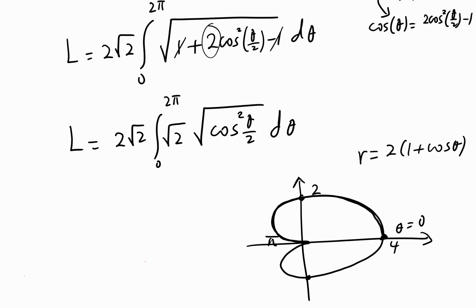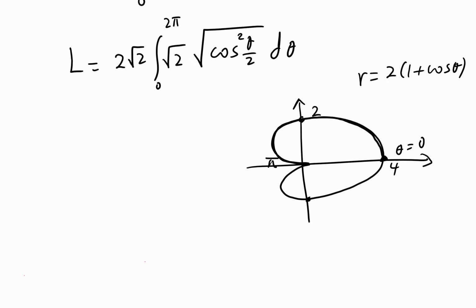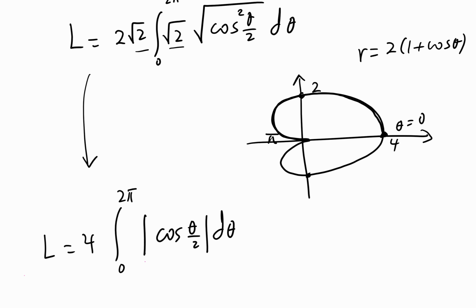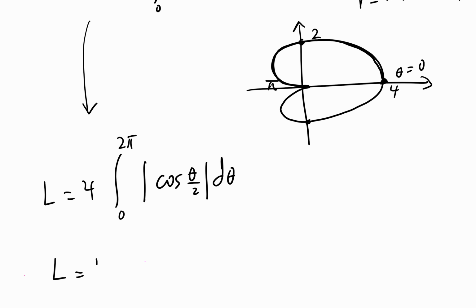So the arc length is going to be, because when you take this outside, this times this is 2 times 2, which is 4. When you take that out, you're going to take it as an absolute value because we don't know if it's going to be positive or negative. So what we can do next, if we like to use symmetry, which helps in most cases, is go from 0 to pi and double that.